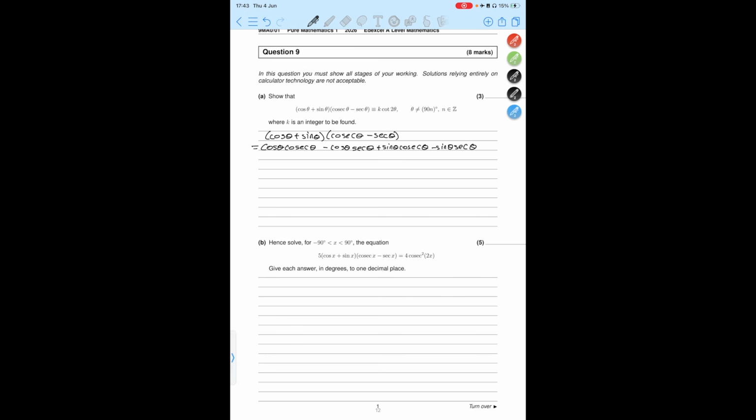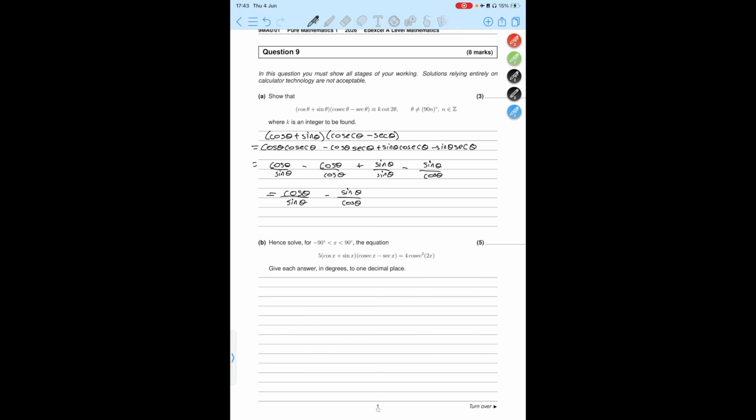Okay, so now let's write this out. So we know cosec theta is 1 over sine theta. Okay, so cos theta over sine theta minus cos theta over cos theta plus sine theta over sine theta minus sine theta over cos theta. Okay, so we know that these are just going to cancel out because this is going to become minus 1 plus 1. So we're left with cosine theta over sine theta minus sine theta over cosine theta.